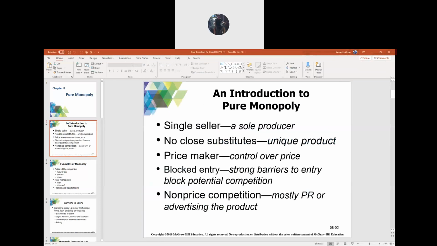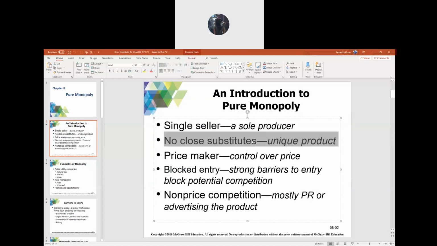Okay, so this is a monopoly, a pure monopoly. So this type of market, there's only one seller. So there's a single seller. All right, that's the definition of a monopoly. There's no close substitutes of this type of product. So that means that for these customers, they only buy from this one supplier, which is the monopolist.